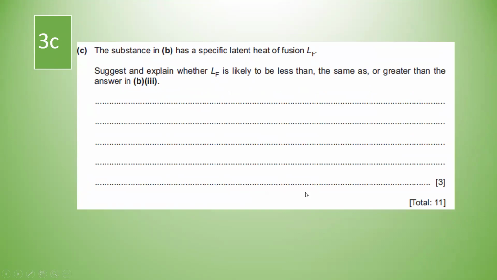Substance B has a latent heat of fusion LF. Suggest and explain whether LF is likely to be less, the same, or greater than the answer in B part 3. Yep. You want to try to explain?